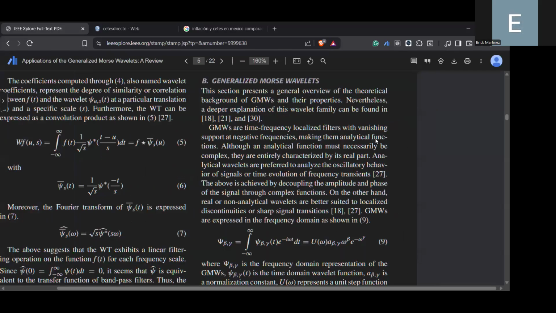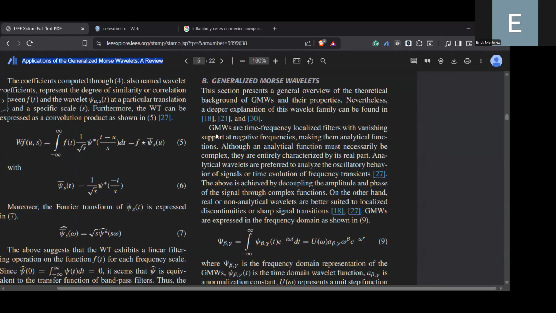Well, hello everyone. In this video, I wanted to make a continuation of the previous video that I uploaded, in which I started talking a little bit about what the generalized Morse wavelets are. In this second video, I want to deepen the discussion into what the generalized Morse wavelets actually are, and that is basically section B of the paper titled Applications of the Generalized Morse Wavelets, a Review.